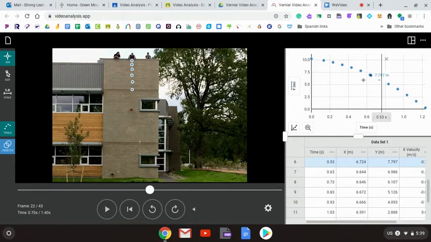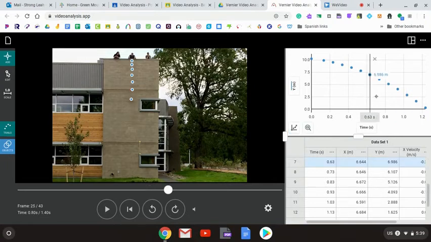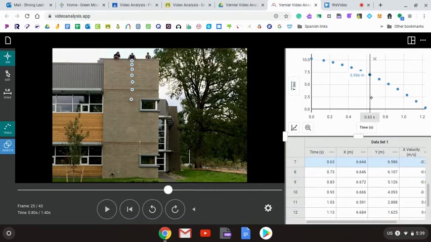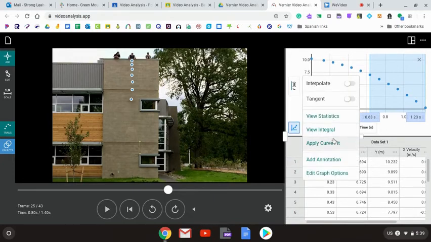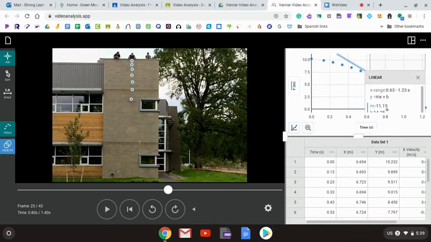So then find this again, highlight the last 7. So I'm having a little bit of trouble here. It's just a process of getting it, left clicking and dragging. There we go. So once you get the last 7, you will do the same thing, apply a curve. And now you'll notice that is a steeper line. The slope is more. And for this one, it's like a negative 11.